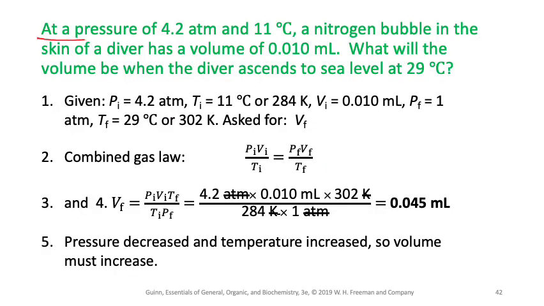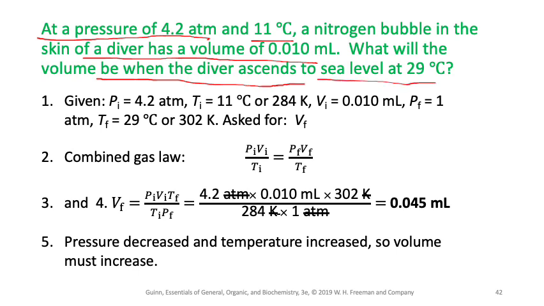The problem says that at a pressure of 4.12 atm and 11 degrees Celsius, a nitrogen bubble in the skin of a diver has a volume of this. What will the volume be when the diver ascends to sea level at 29 degrees Celsius? So what's happening here? You have the initial pressure, initial temperature and initial volume already given, right? And then you have to convert that 11 degrees Celsius to Kelvin first.